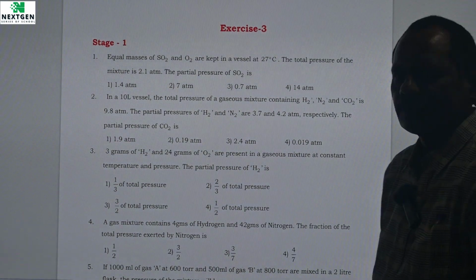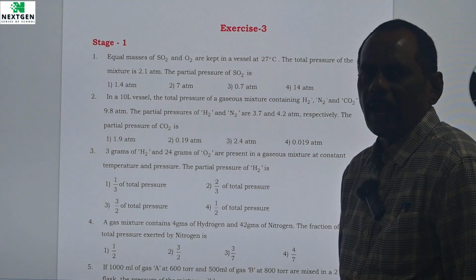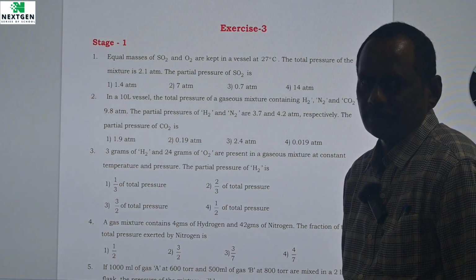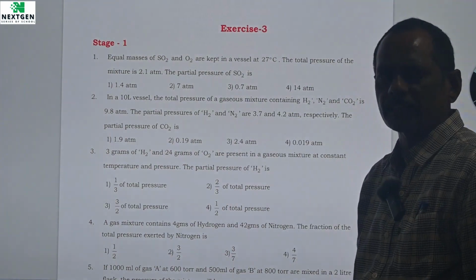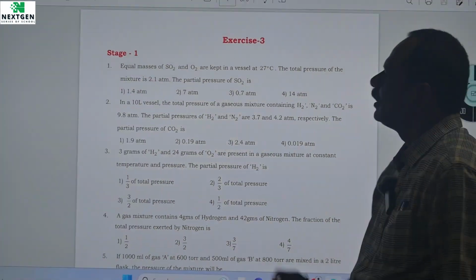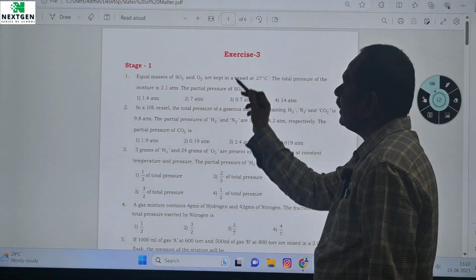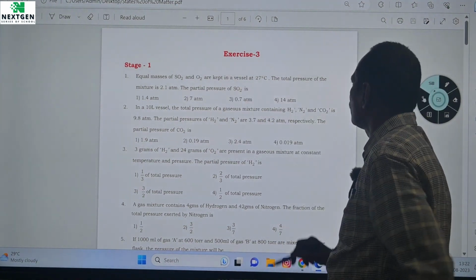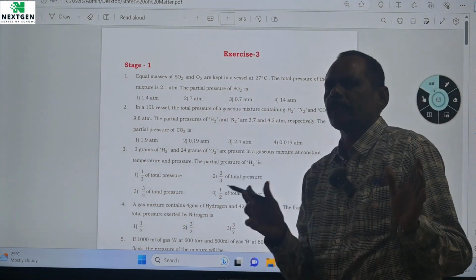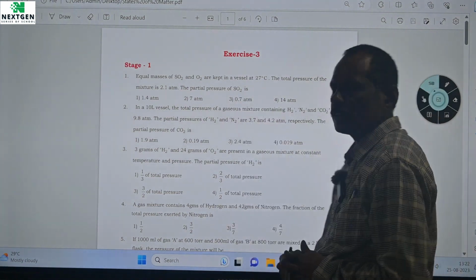Read the question and understand the data. In a gas mixture there are 2 gases, sulfur dioxide and oxygen. The 2 gases are taken in equal masses and the temperature is 27 degrees centigrade, and the total pressure of the gas mixture is given. Calculate the partial pressure of SO2.